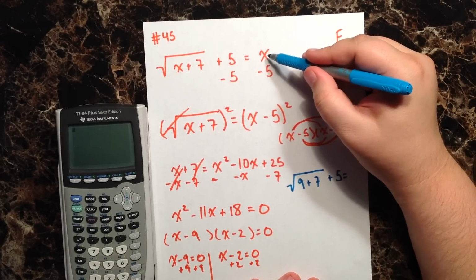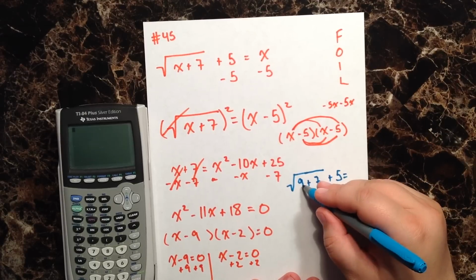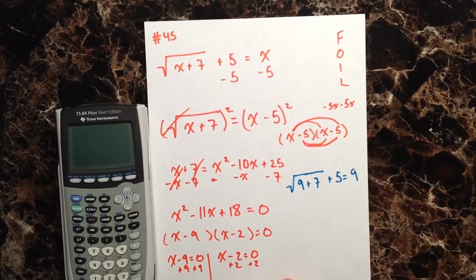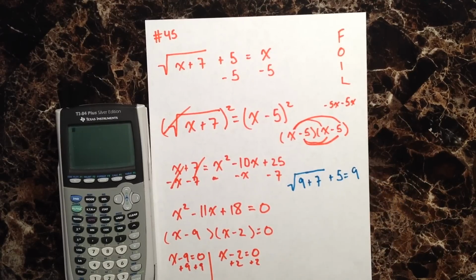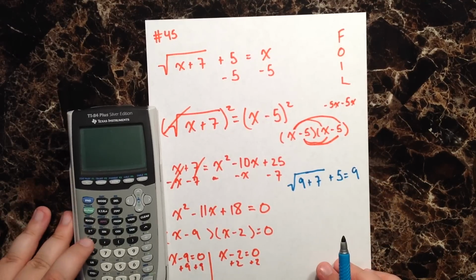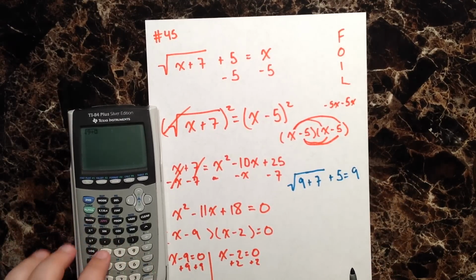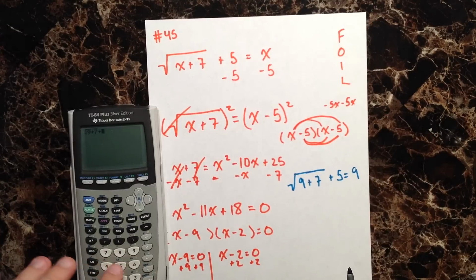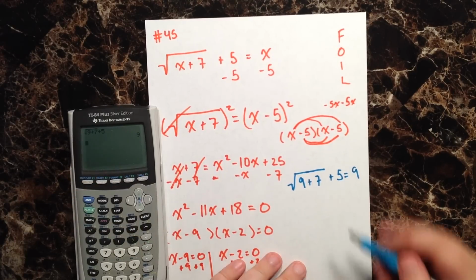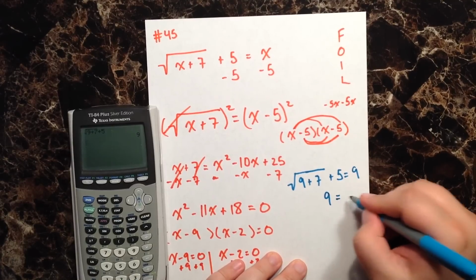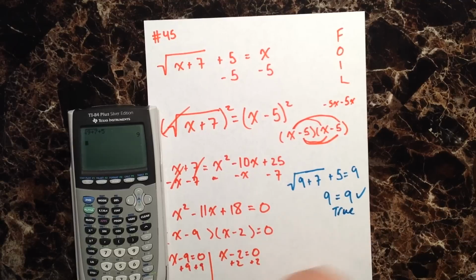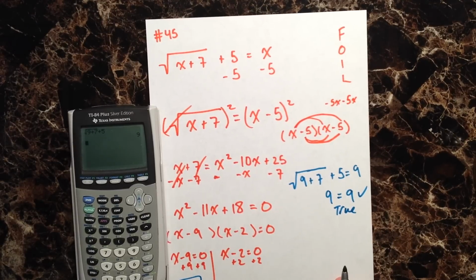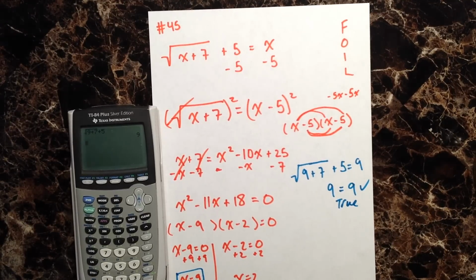So I'm going to get radical 9 plus 7, plus 5. Originally I had just an x on the right-hand side of my equation, didn't I? So if I plug in 9 for x on the left, it has to equal x on the right, which is 9. Let's see what happens: radical 9 plus 7 plus 5 gives me 9. So this is 9 equals 9. That's a true statement, so at least so far I'm going to use x equals 9 as a solution.